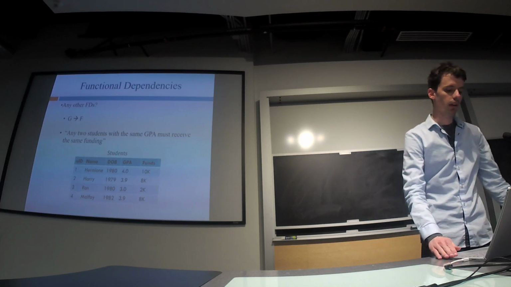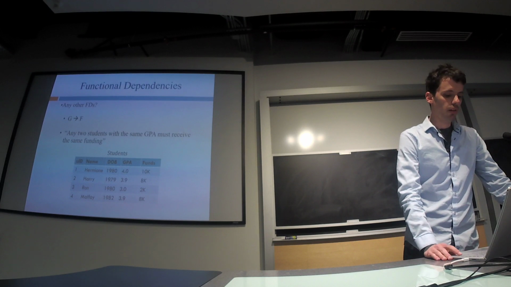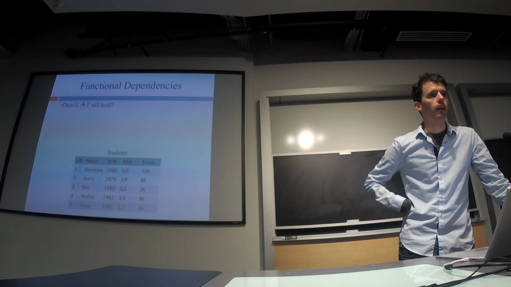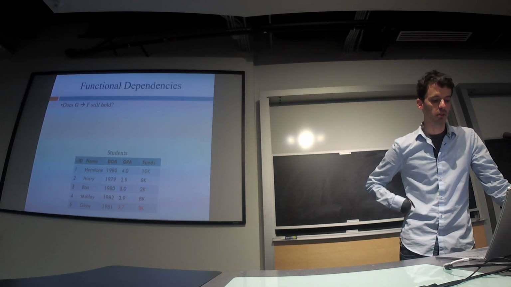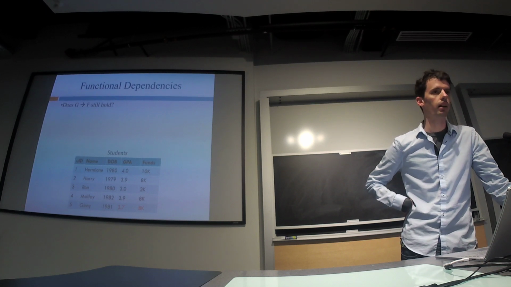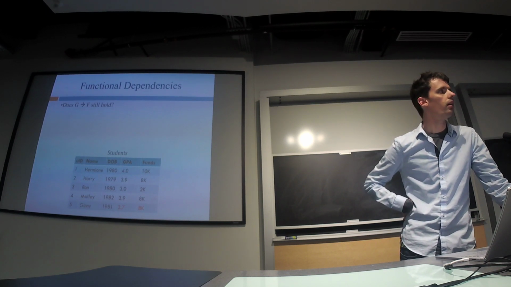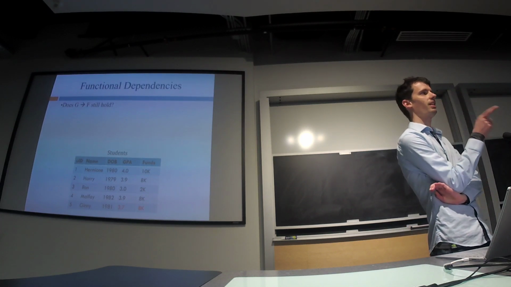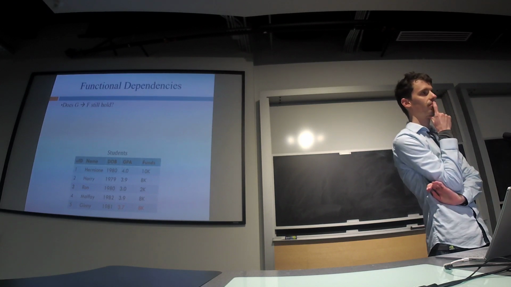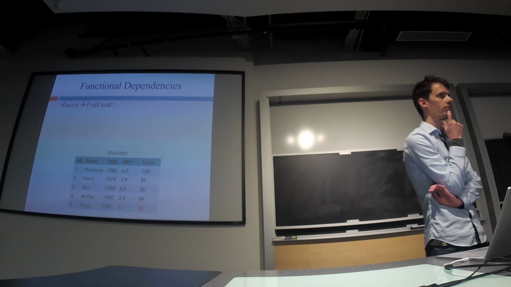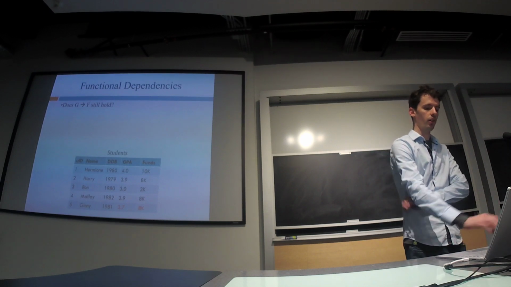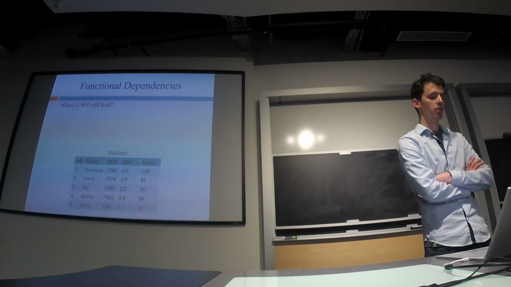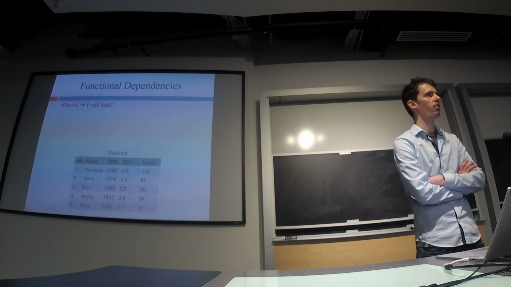Okay. Now, what if I add another student here with these values? So GPA of 3.7, funds of 8K. Does this violate my functional dependency? I see some head shaking. Anyone want to answer? Yes. Yeah, it does still hold. So take any pair of people with the same GPA, do they have the same funds? Yes.